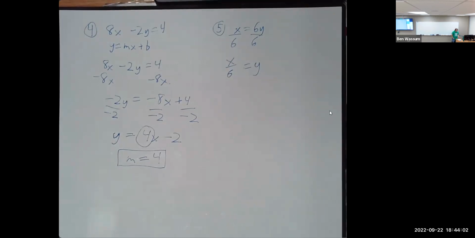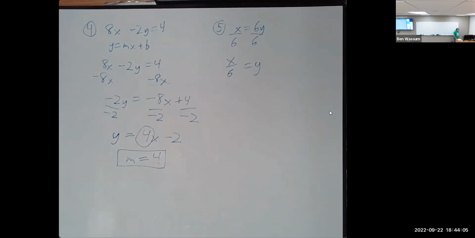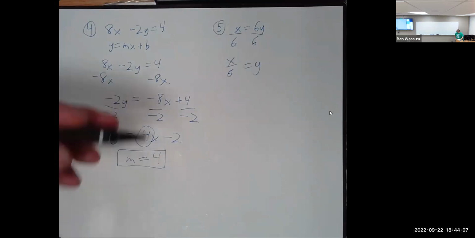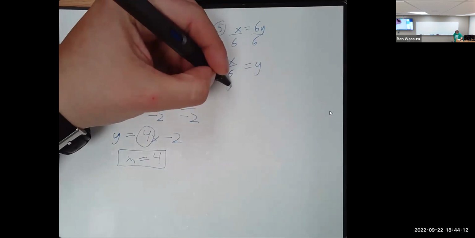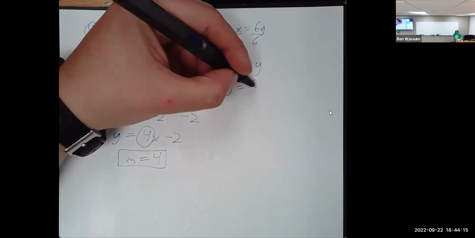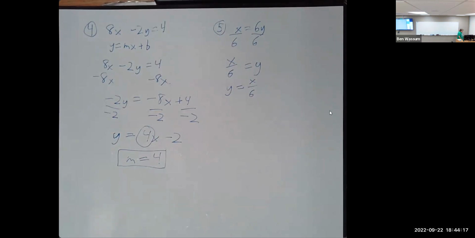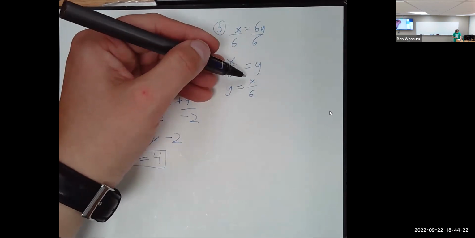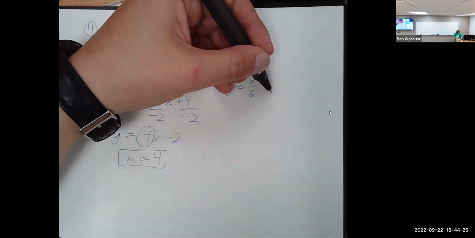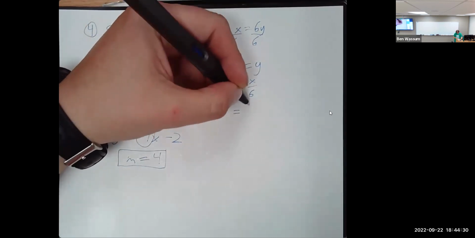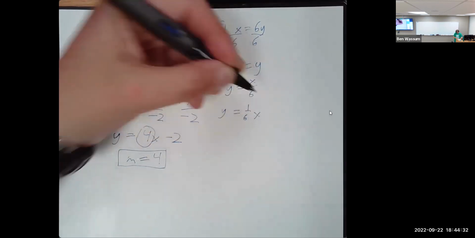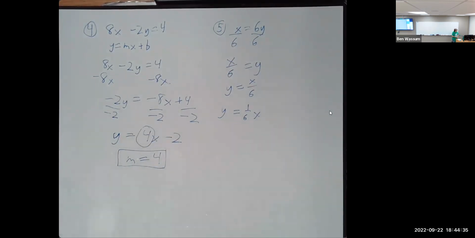Not quite what we were looking for. So let's look at potentially cleaning it up. So first of all, we could flip this around. You can absolutely get away with that. And then another property of these is if you have something on top, it's going to be the same if you pull that out front. So what I mean is you can actually rewrite this as being 1/6 of x, right? Because x divided by 6 is the same as 1/6 of x.